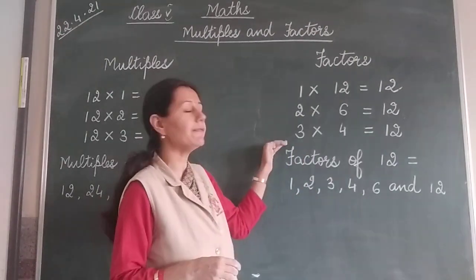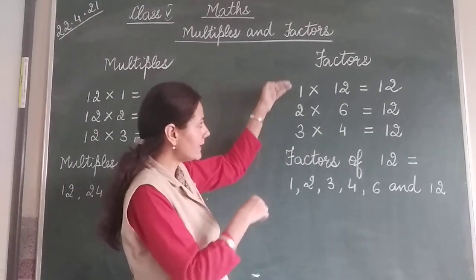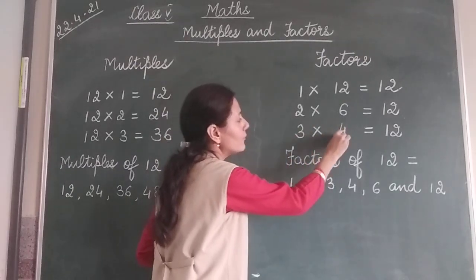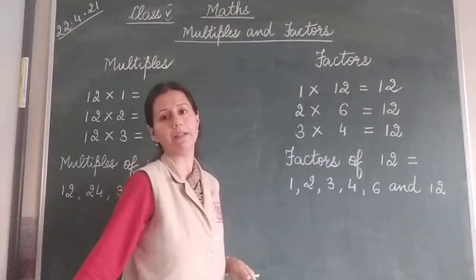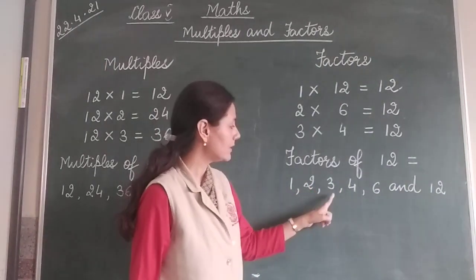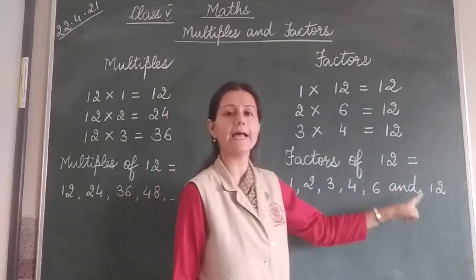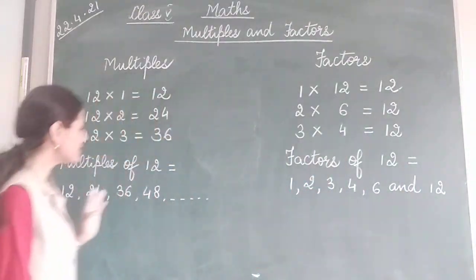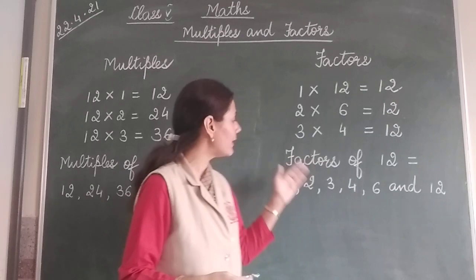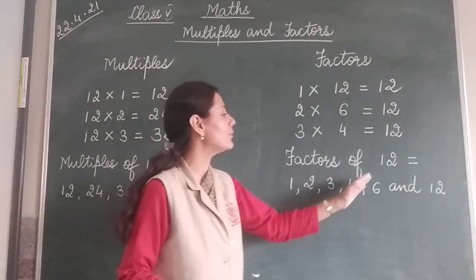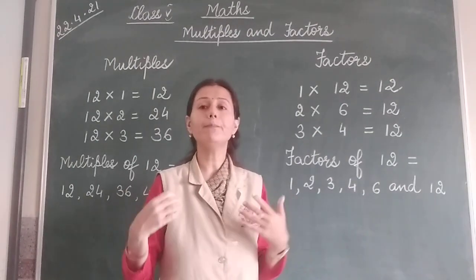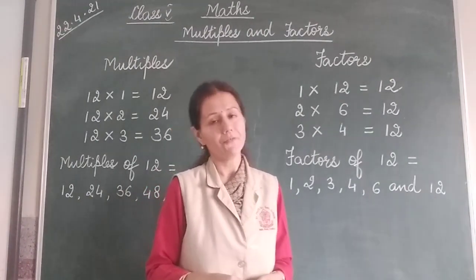So beta, what will be the factors of 12? We write the factors in ascending order. See, 1, 2, 3, 4, 6 and 12. So factors of 12 are 1, 2, 3, 4, 6 and 12. Multiples of 12 are 12, 24, 36, 48, and the factors of 12 are 1, 2, 3, 4, 6 and 12. Okay. Now I will tell you about the properties of multiples and factors.